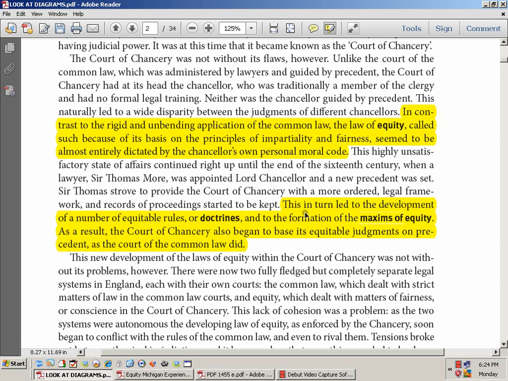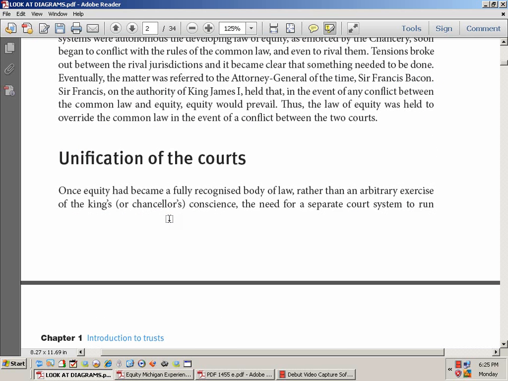This in turn led to the development of a number of equitable rules or doctrines and the formalities and maxims of equity. As a result, the Court of Chancery also began to base its equitable judgments upon precedent, as the Court of Common Law did. So the Court of Common Law was complaining because it used to be just whatever the chancellor said. They said it's unruly, they've got no rules. So this guy, Thomas More, came up with the maxims of equity. He established the doctrine so that it could operate as a form of law.